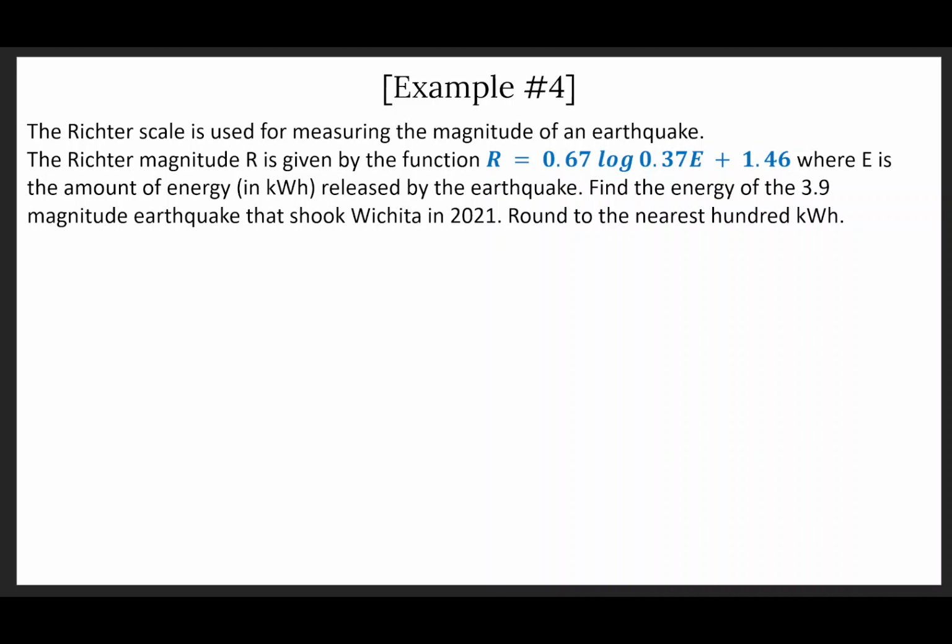Okay, big scary looking equation, but we only have two letters in there. We have R and we have E. They're giving us the magnitude, which would be R. We're going to solve for E. So let's plug in the magnitude that we have. They say we had a 3.9 magnitude earthquake for this particular scenario. So I'm going to change out R to be 3.9.